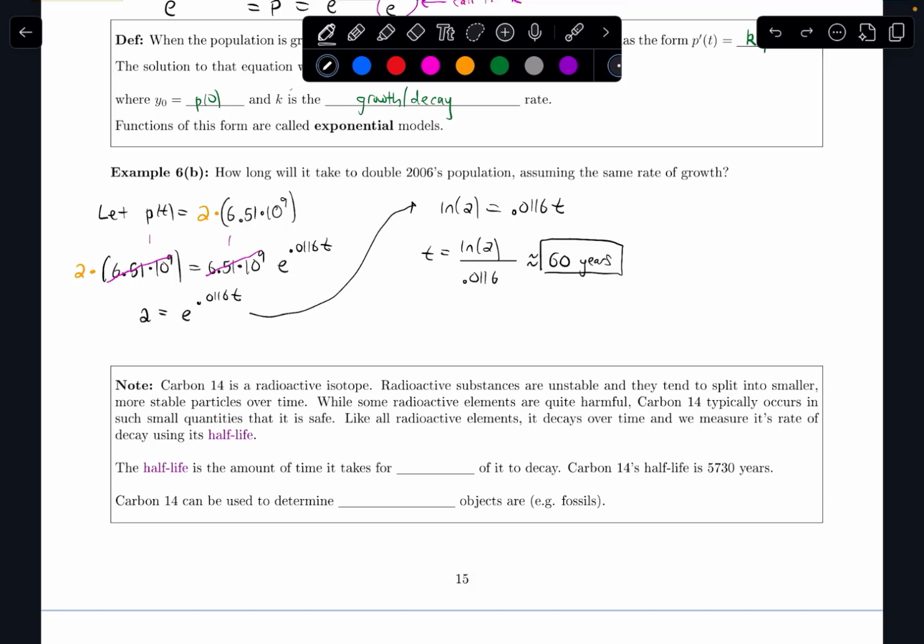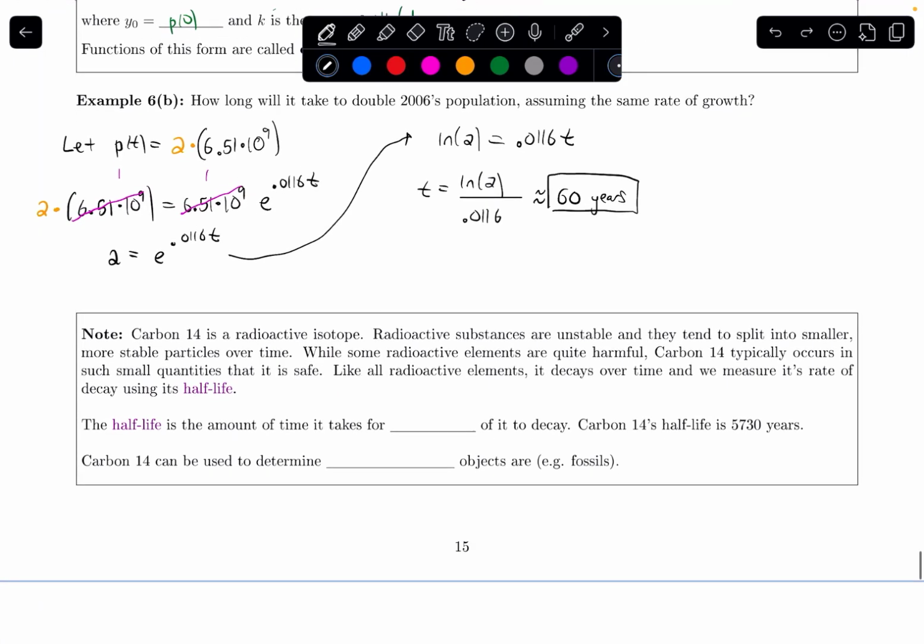All right, so now let's talk about a situation involving exponential decay. The example I want to look at is radioactive isotopes of elements. Carbon-14 is what's called a radioactive isotope. Radioactive substances are unstable, and they tend to split into smaller particles that are more stable over time. While some radioactive elements are quite harmful, carbon-14 typically occurs in such small quantities that it is safe.